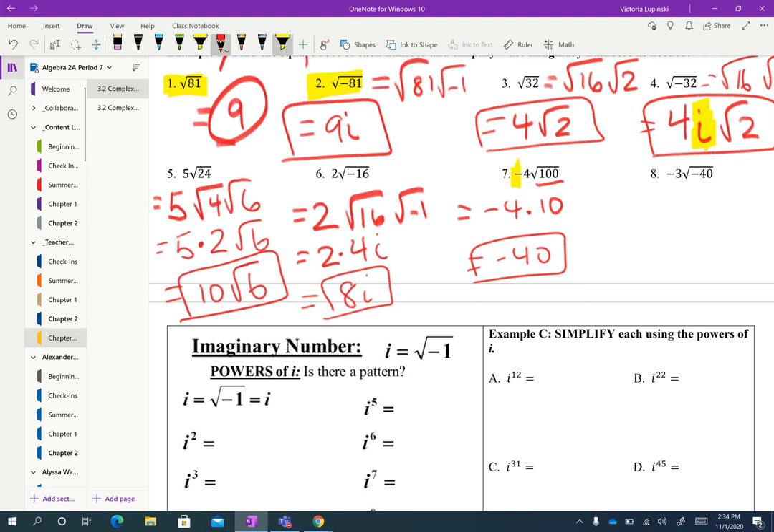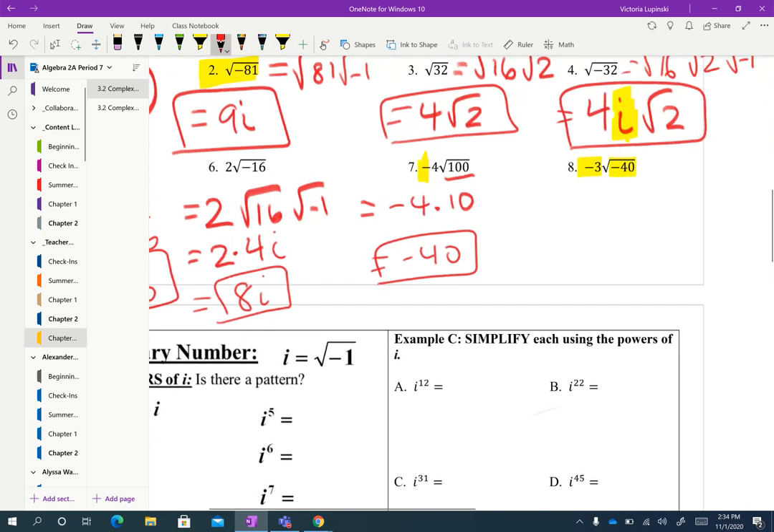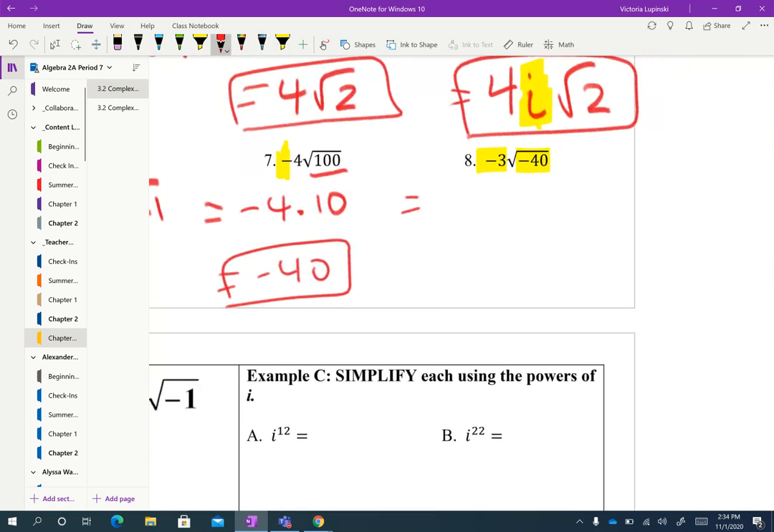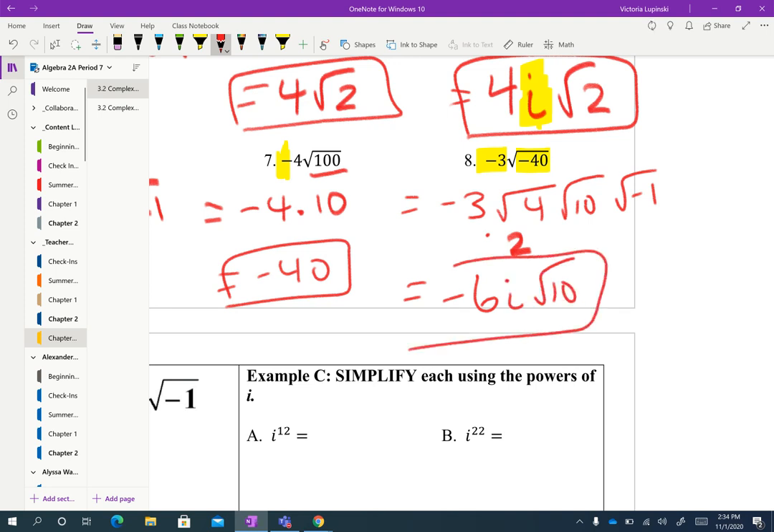As hard as it could possibly get is something like number 8, where there's a negative on the outside and there's a negative on the inside. The negative on the outside means your answer is going to be negative. The negative on the inside means there's going to be an imaginary. So the biggest perfect square in 40 is 4, 10 times, square root of negative 1. The square root of 4 is 2. Negative 3 times 2 is going to give you a negative 6. The square root of negative 1 is i, and then finish up with a radical 10.